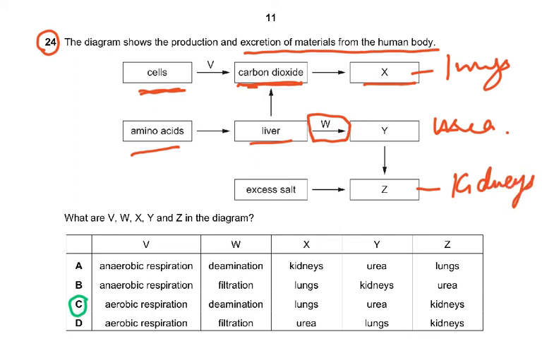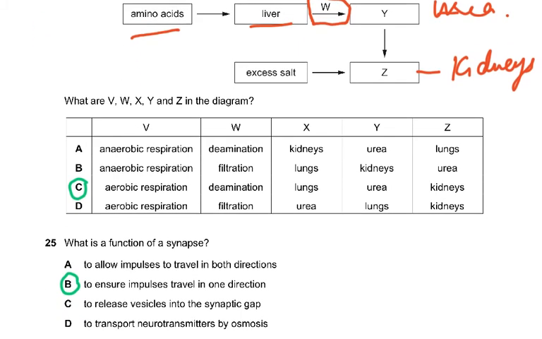So a little difficult question, but if you had figured out what was what, it was easy, because you had to get the excess salts out in the kidney. So V, for carbon dioxide, had to be aerobic respiration. So it could have been C or D. And then, of course, you had deamination. W was the choice of deamination and filtration. X, of course, was lungs, and you knew that had to be lungs. So lungs was in two cases, and you could narrow it down to C very easily. It wasn't very difficult.